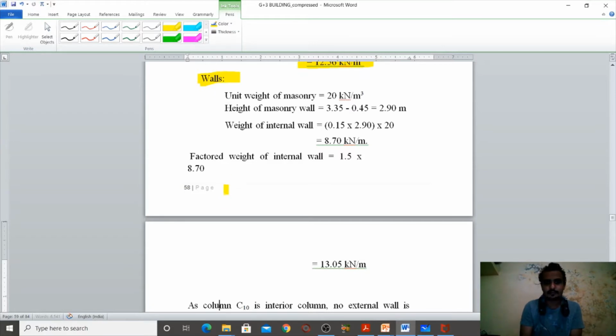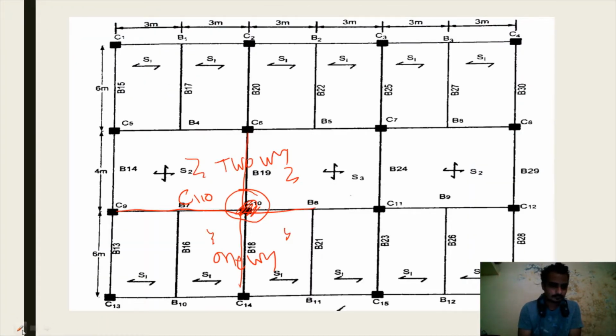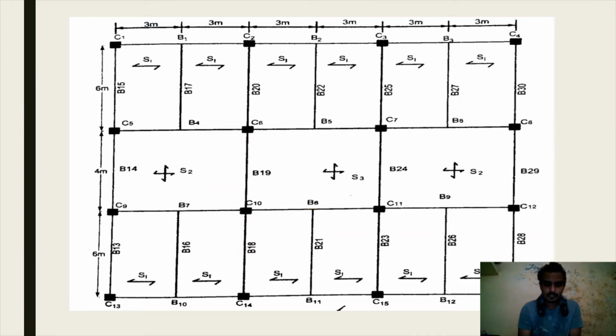Then we can find the walls. We found the first slab load, second wall, and last one beam. So now we find the wall load. On the column you can see here we have a wall on the beam. Which wall? The interior wall is here. No external wall is on column 10. So on column 10 we have only interior wall.